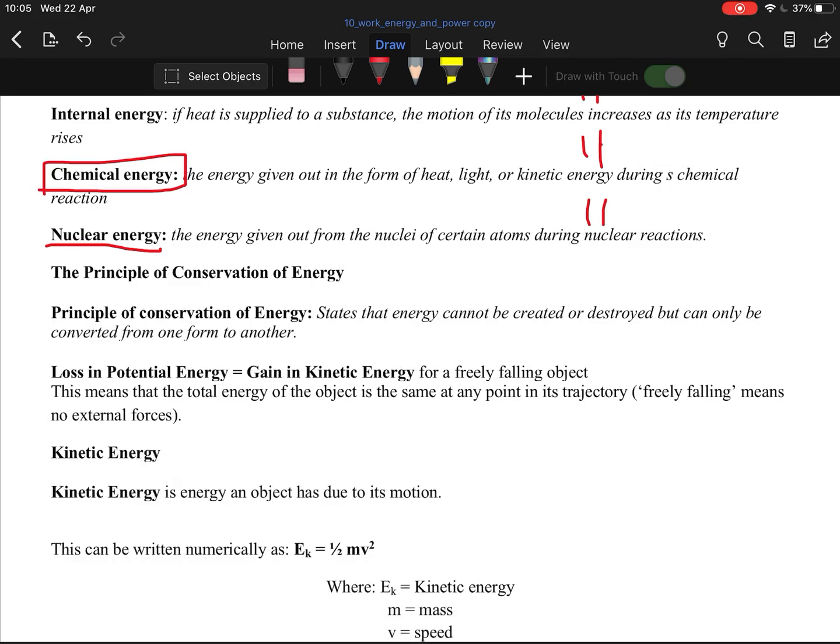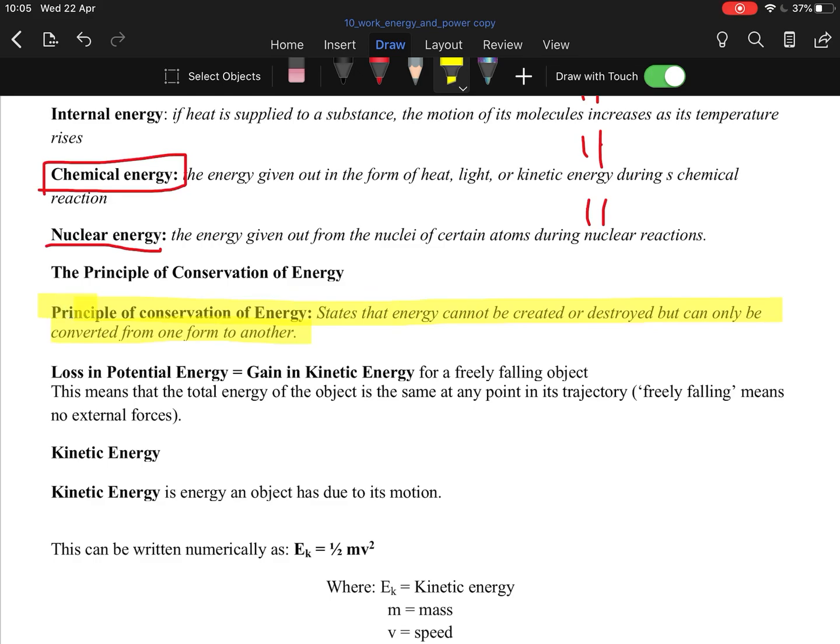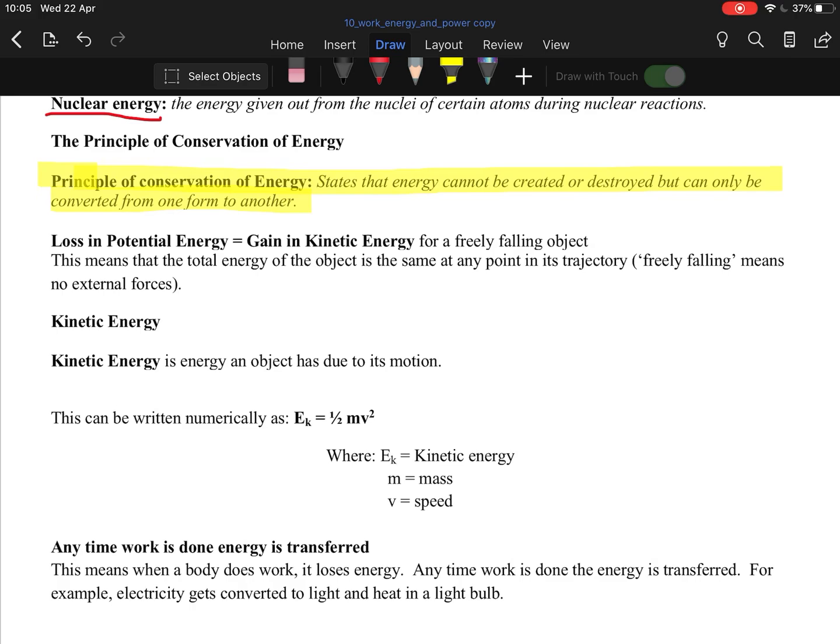And as I said earlier, conservation of energy states that energy cannot be created or destroyed. It can only be converted from one form to the other, okay? So there's no magic solution to energy. You can't just snap your fingers and create electricity, okay? It has to come from somewhere. You have to convert one substance to something else, okay? So you have to convert.